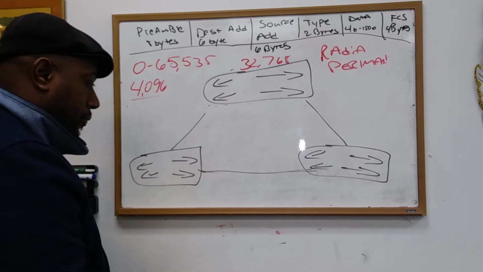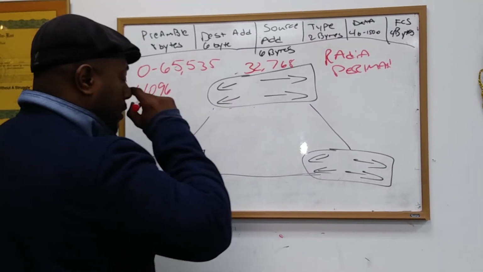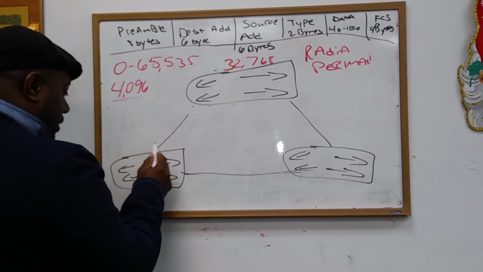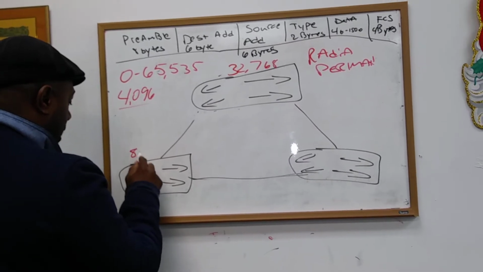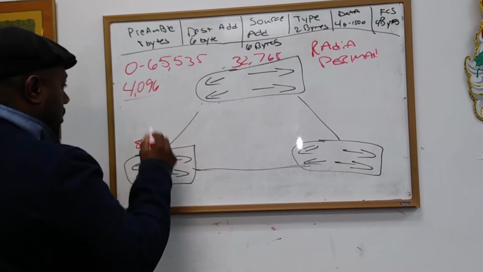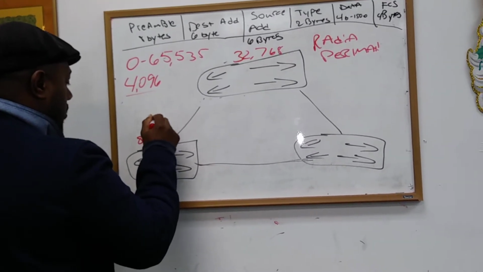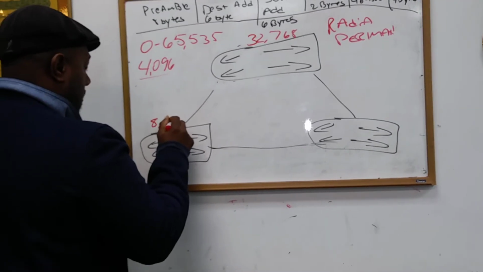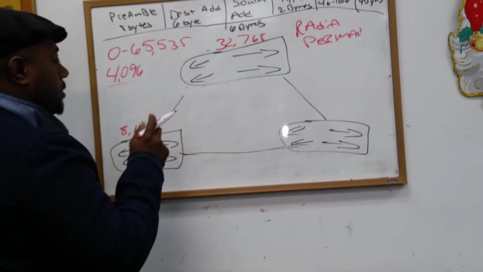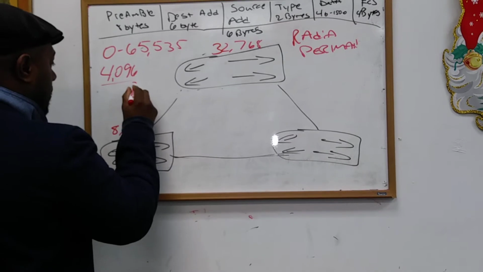So let's just say, hypothetically speaking, if this was 32,768, and let's say this was 8,192. I don't even know what the multiples of this are off the top of my head. Let me see, 1 times 2.